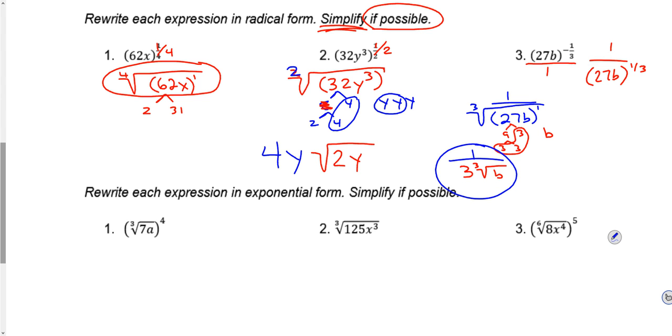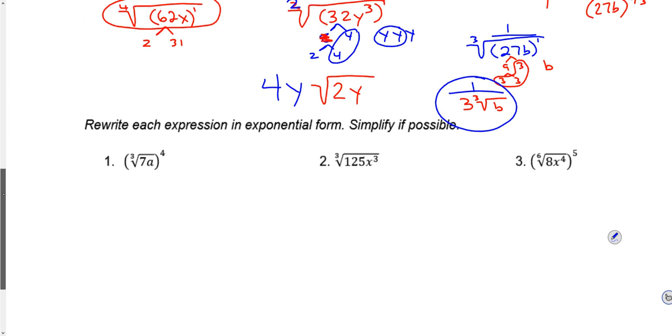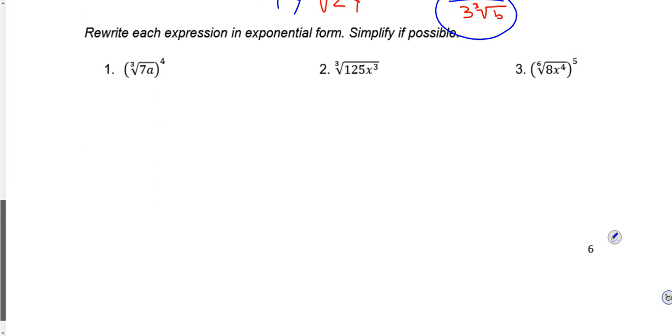So we have to rewrite it in radical form and break it down. And then we should also be able to do it in exponential form. So now we're going to do it the other way. Now they give us radicals, and they want us to write it with exponents. So the first thing I'm going to do is take the 7a, and because it's kind of together, I'm going to put it in the parentheses like this.